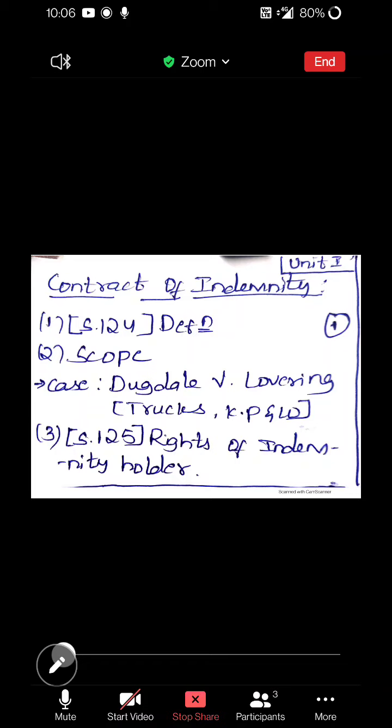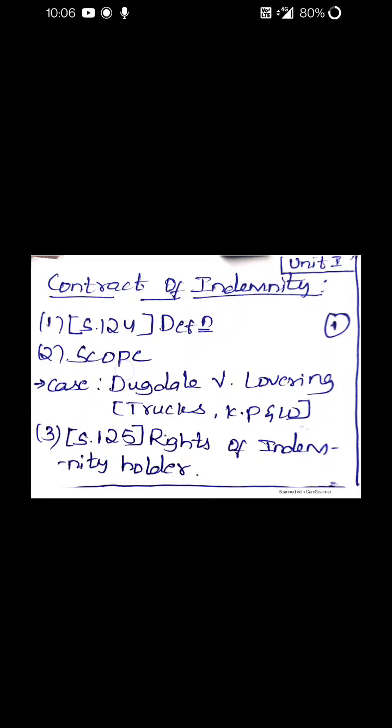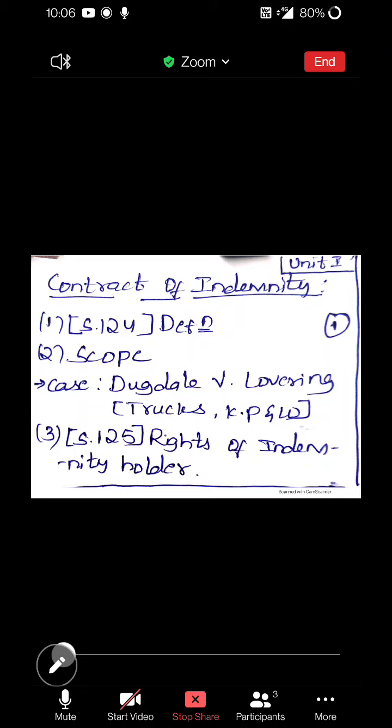In a contract of indemnity, the limits can also be set. For example, I will indemnify you only for 200 rupees. So if the other party incurs a loss of more than 200 rupees, then you have to pay only 200 rupees because you have set the limit.